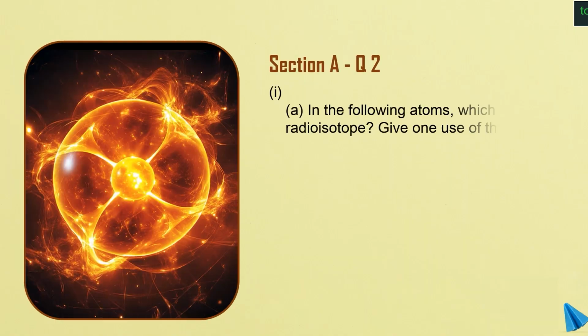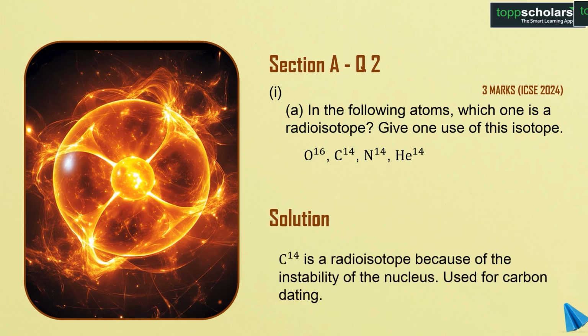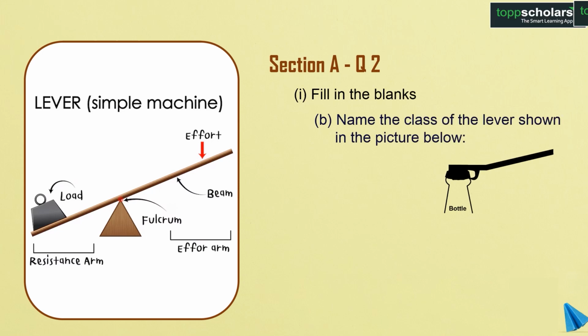Now let us have a look at section A, question number 2, the first part. In the following atoms, which one is a radioisotope? Give one use of isotope. So we have to identify which one of these is radioisotope. So carbon 14 is a radioisotope because of the instability of the nucleus, used for carbon dating. Then name the class of the lever shown in the picture below. This question was asked for 3 marks. And this is class 2.